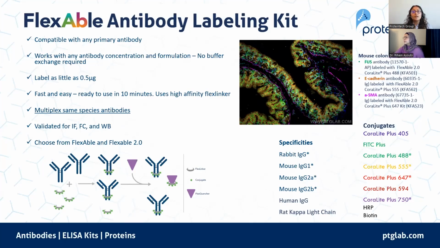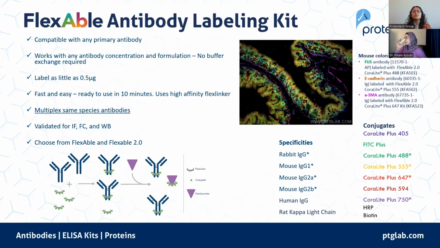And the great thing about our flexible kits is that it is compatible with any primary antibody, so you don't have to use a Protein Tech antibody. It can essentially be an antibody from any sort of supplier. So if you have a favorite antibody that you just wish was conjugated, you can definitely use that. The kit also works with any antibody concentration and formulation.